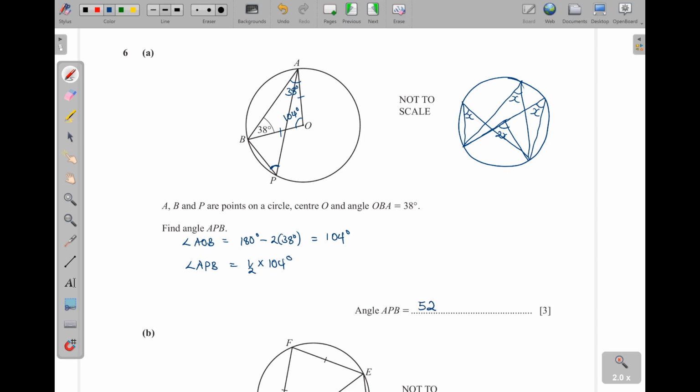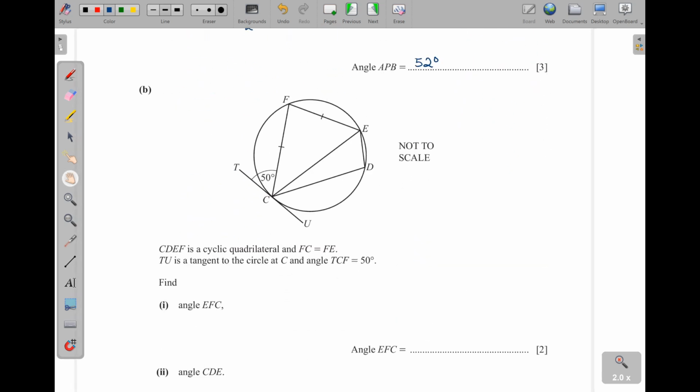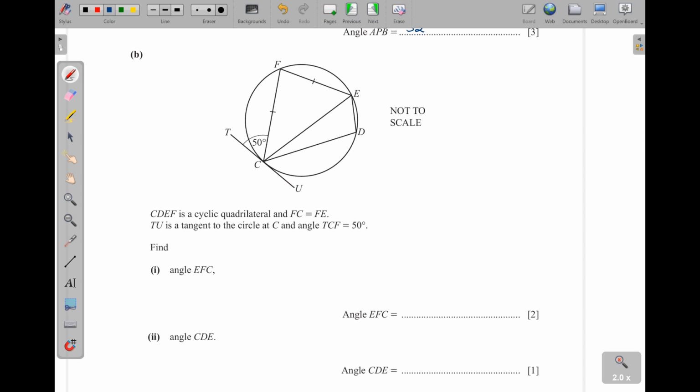You see that? So angle APB is going to be a half of this 104, which gives us 52 degrees. And then part B, we are given the diagram here, and they are saying CDEF is a cyclic quadrilateral and FC is equal to FE. TU is a tangent to the circle at C, and angle TCF is equal to 50 degrees. Find Roman 1, EFC.